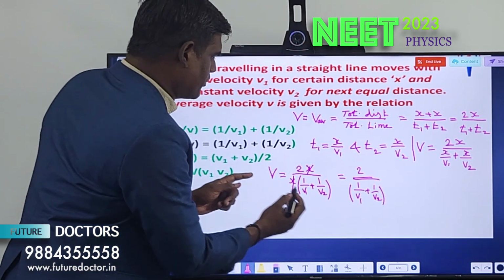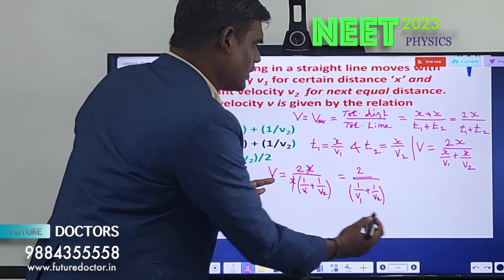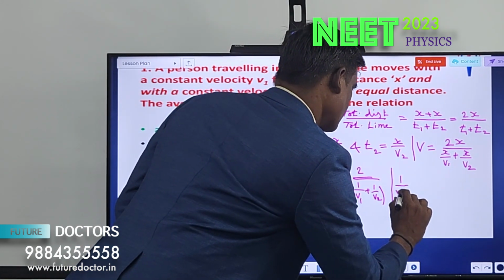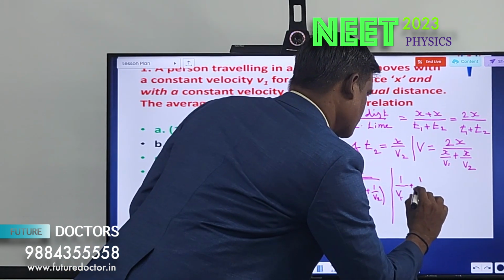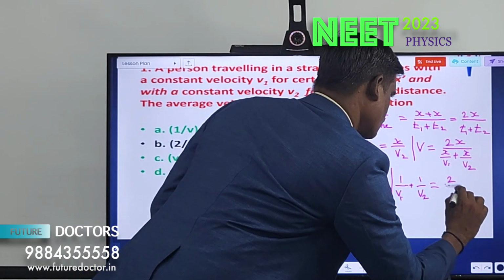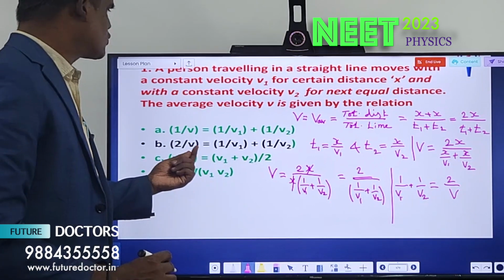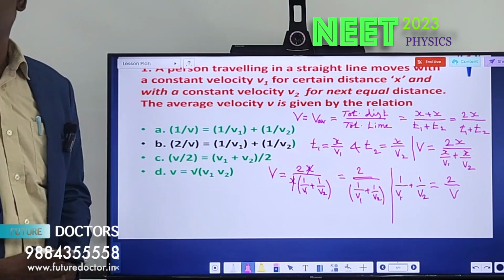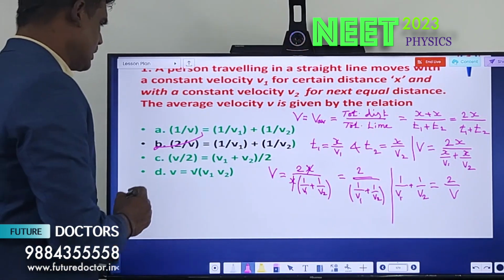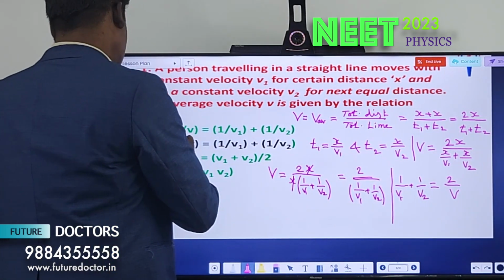This term, bring it to left side and take v that side. That is 1 by v1 plus 1 by v2 equal to 2 by v. That is nothing but 2 by v equal to 1 by v1 plus 1 by v2. That is option B. Option B is the correct answer.